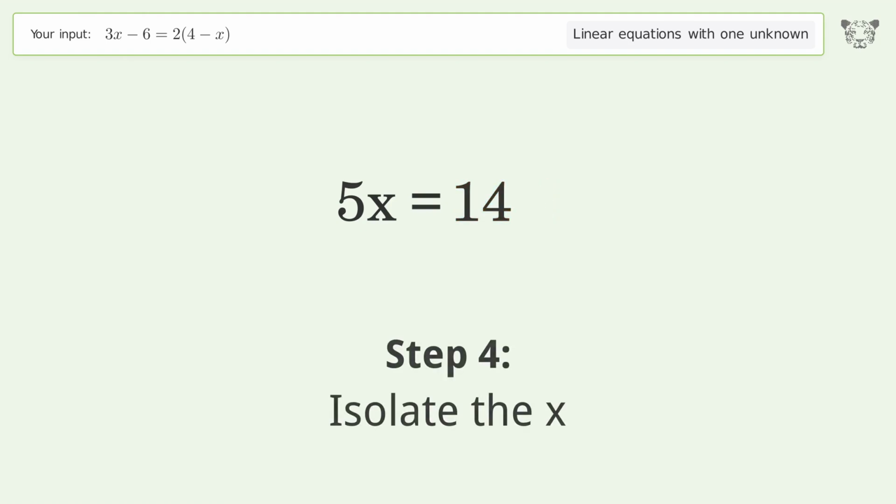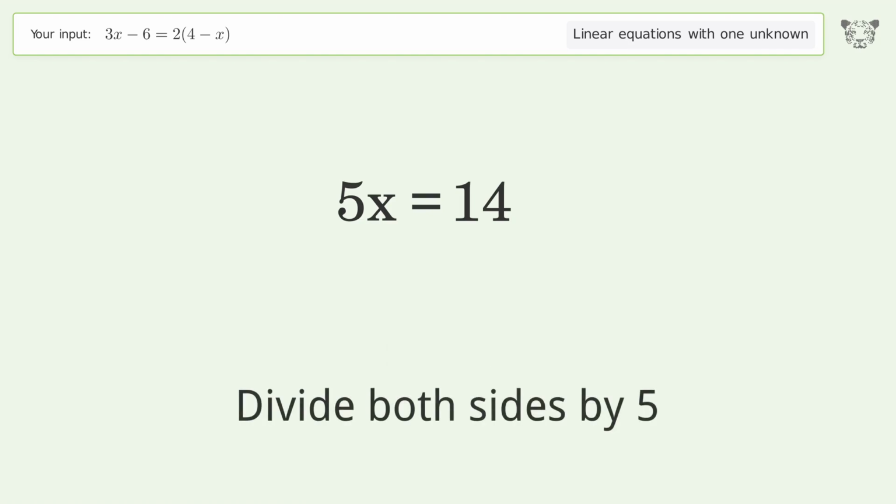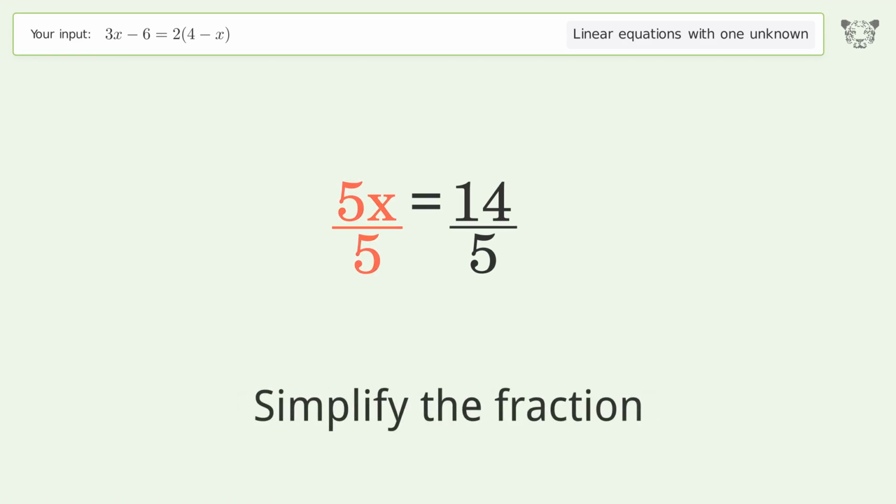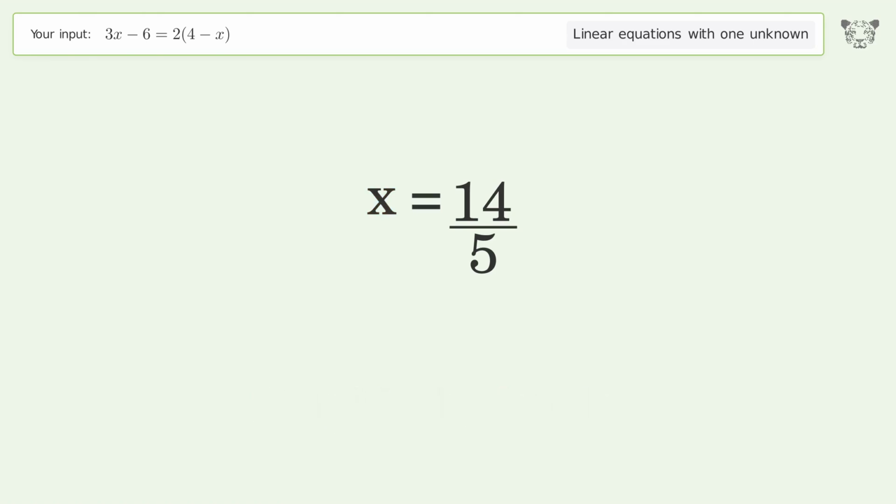Isolate the x. Divide both sides by 5. Simplify the fraction. And so the final result is x equals 14/5.